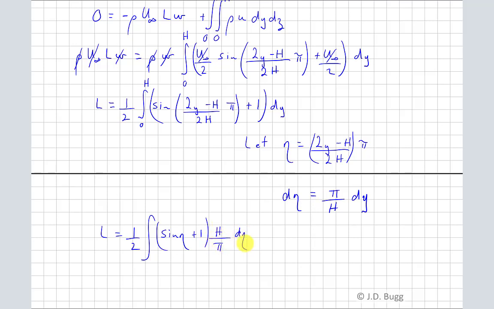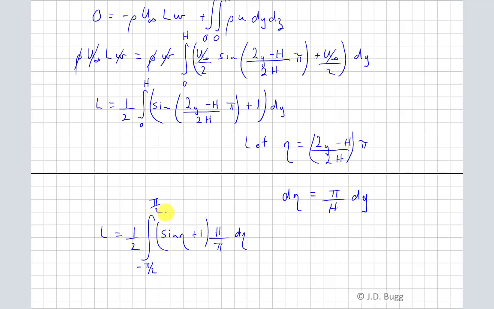Now I'm integrating with respect to eta instead of y because I've done the substitution, so I need to change my limits of integration. If we put y equals 0 here, we get negative h over 2h, so that's negative 1/2 multiplied by pi. So that's minus pi by 2. And if we put h in there, we get h over 2h times pi, so that's just pi by 2. So the limits of integration are converted using this equation here.